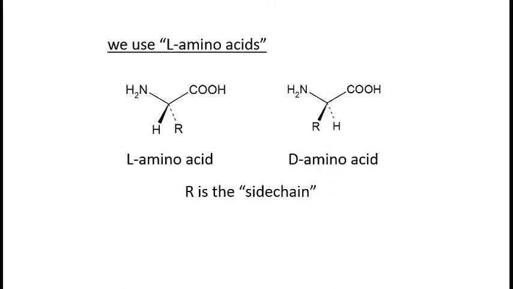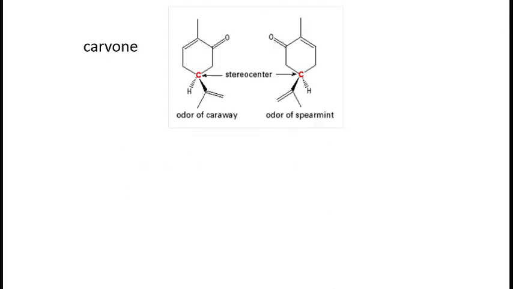But notice the 3-dimensional shape of the molecule. In the L version, the hydrogen is coming out toward us, whereas in the D version, the R group is coming out toward us. Interestingly enough, our bodies only use the L version and not the D version. The 3-dimensional disposition around carbons that have 4 different groups around them can affect the biological activity. Something as simple as our sense of smell can be sensitive to this.